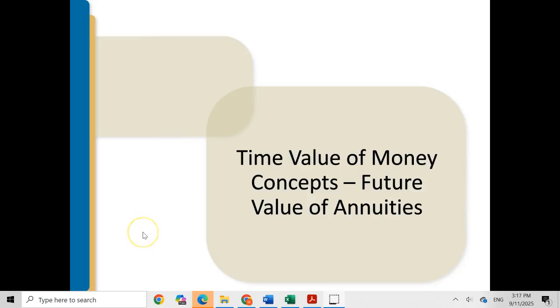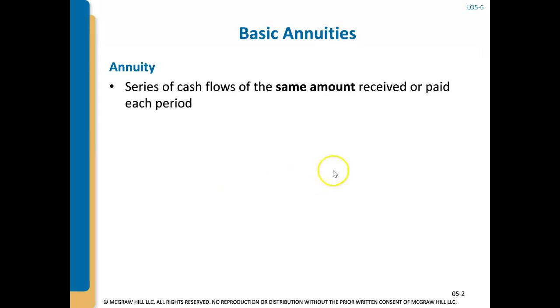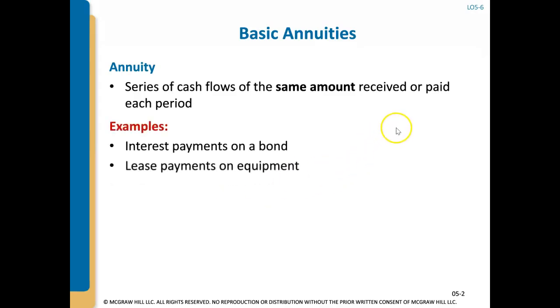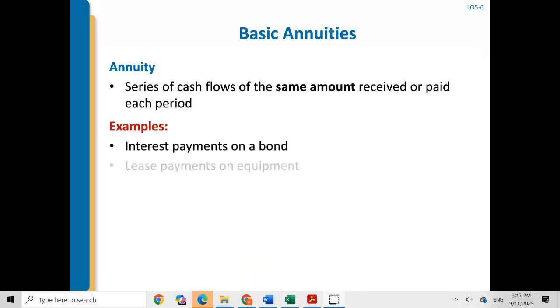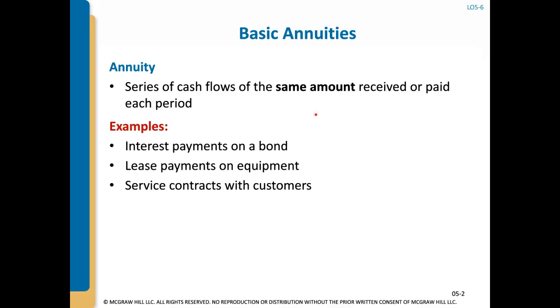Hello, in this video, we will learn the time value of money concept, specifically the future values of different kinds of annuities. First, we'll start with what is an annuity. An annuity is a series of cash flows of the same amount, which is key, same amount, that is received or paid each period.